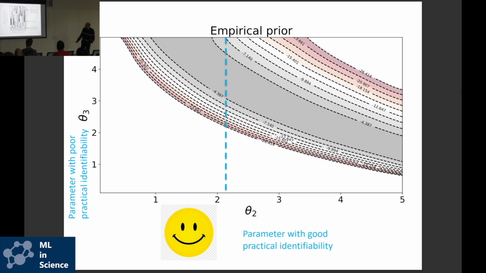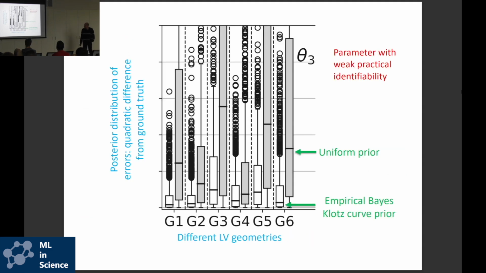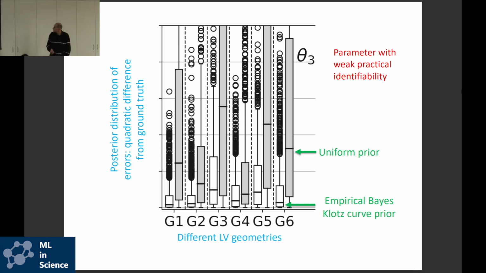And when we're running simulation studies, we will look at the posterior distribution of the discrepancy of the inferred parameters from the ground truth parameters for this more difficult parameter theta3 for 6 different geometries. We see that we have a substantial reduction in the uncertainty compared to a uniform prior, and we're also getting closer to 0. Remember that 0 would be perfect prediction. We're looking at the squared discrepancy, the squared distance between the inferred parameters and the true parameters.